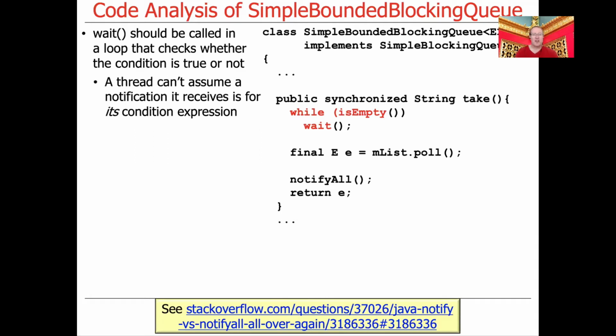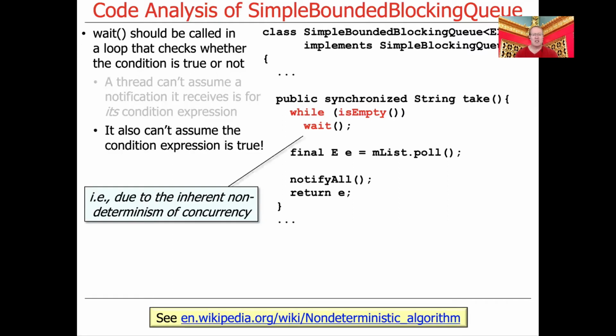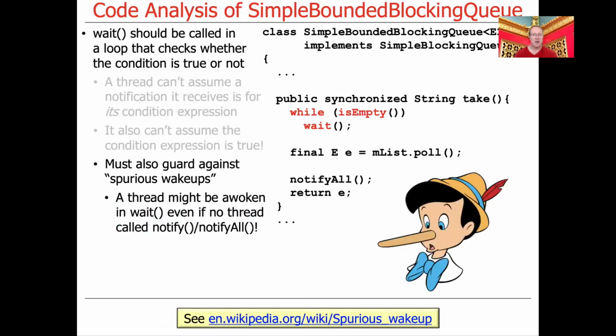So the reason why you need to call things in a loop is because you can't assume that, even though you've been notified, your condition expression is to your liking. And that, again, has to do with various reasons, but not the least of which is notify all is being called all over the place here because of the limitations with Java built-in monitor locks, or monitor conditions, rather. And therefore, you may be awakened an awful lot of the time when there's no possible way you can make any forward progress. So this, again, is due to the inherent non-determinism of concurrency and also because of those weird spurious wake-ups we talked about before.